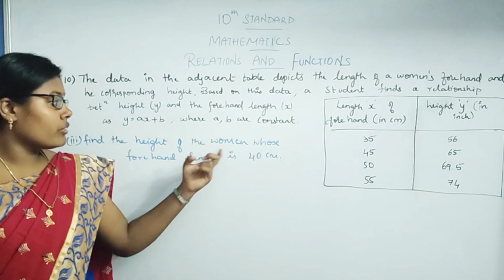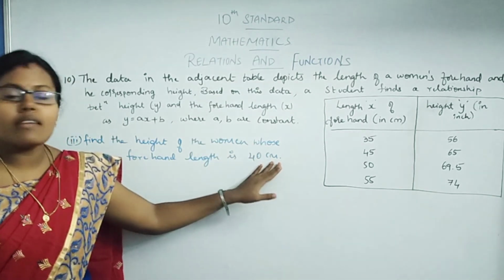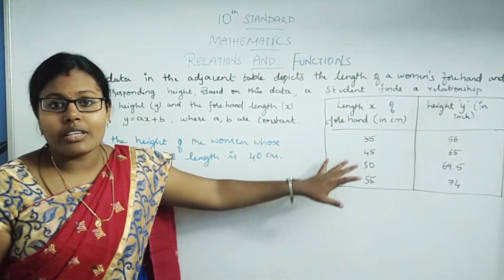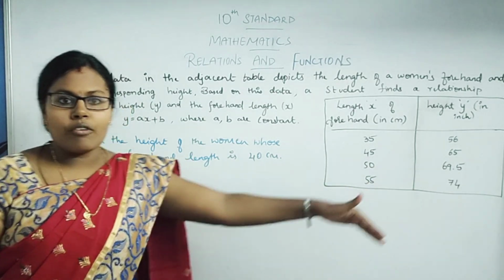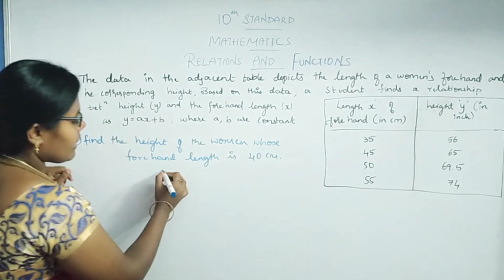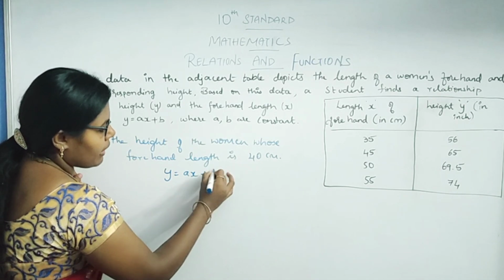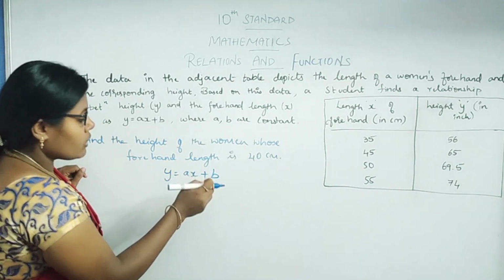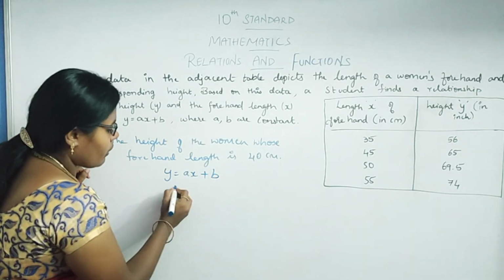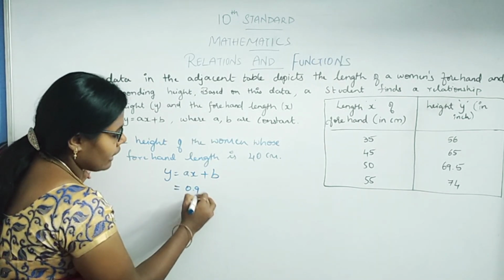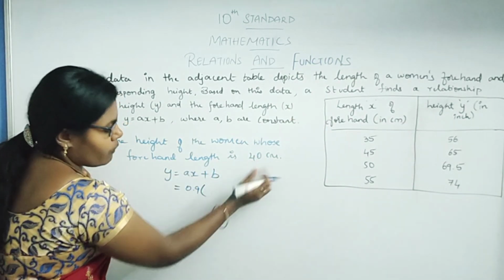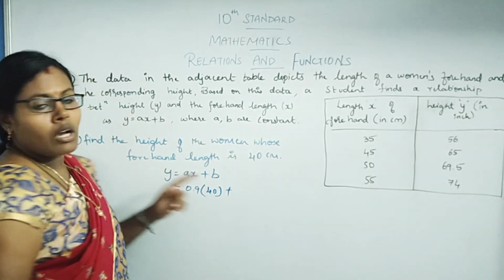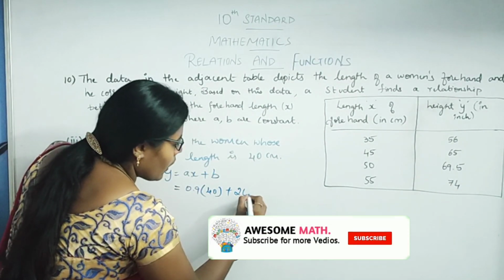Now we'll see the next one. Find the height of the woman whose forearm length is 40 centimeters. It is not in the box. They have said that the forearm length is 40, and you have to find the height, Y. We already have the relation: Y is equal to AX plus B. We know the A value, 0.9, and the B value, 24.5. X is the length, so X is 40.